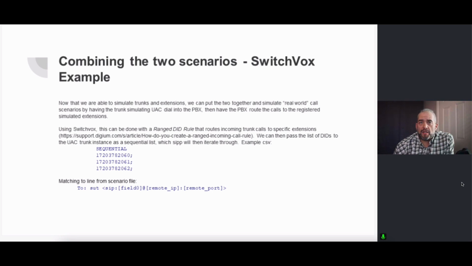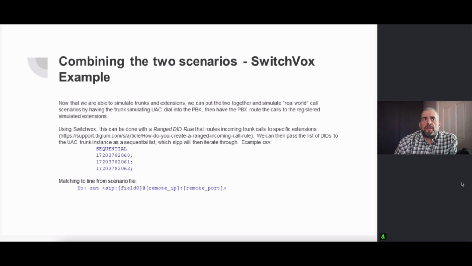We can then pass that list of DIDs to the UAC trunk instance as a sequential list, which SIPp will then iterate through. And again, here's our sample CSV. In this case, it's again sequential. Now, the numbers are also sequential, but that's a coincidence. Sequential just means read through the file sequentially. You don't have to. You can have SIPp dial the numbers in a random order, things like that.